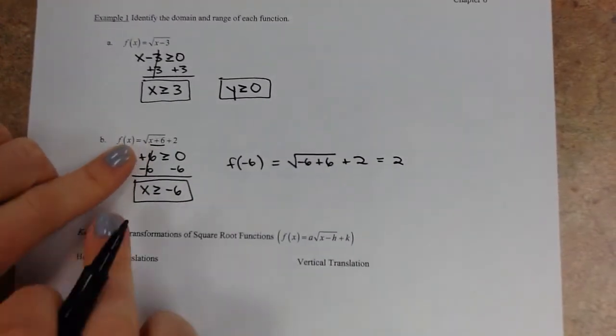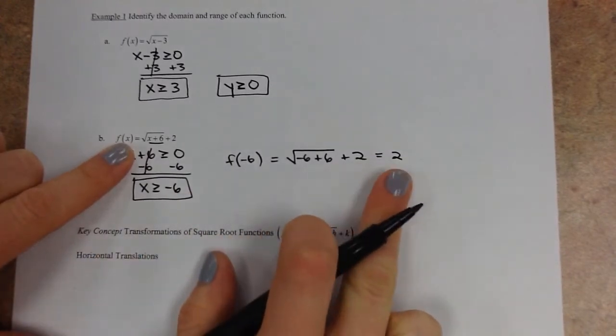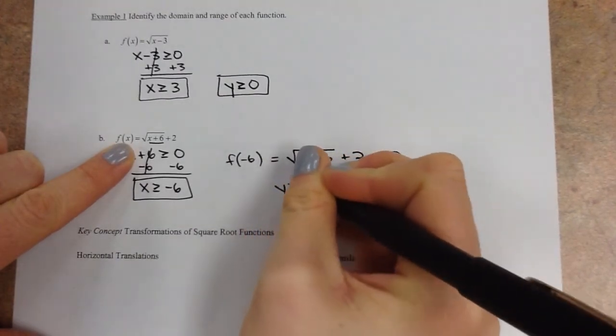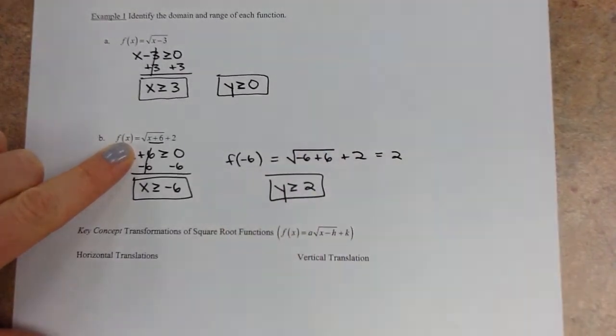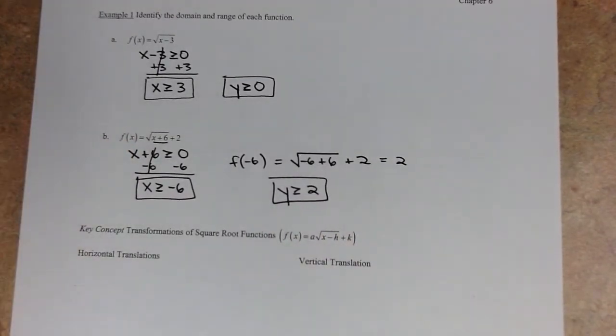This tells me that my lowest possible value is 2. So even if I plug in the lowest x value that I can, when I have this plus 2 on the outside, it brings it up. So the lower limit of the range is 2, but it can be anything greater than or equal to that value. Okay, so keeping these ideas in mind is going to help us to graph these square root functions, which is the next thing that we're going to be looking at.